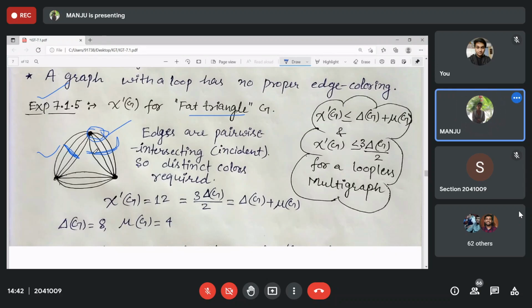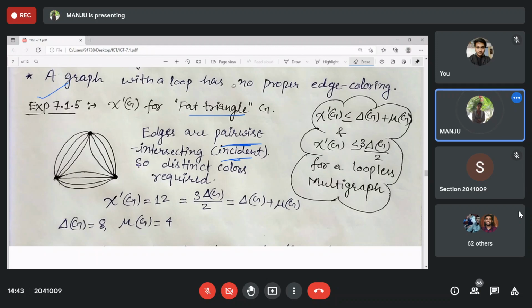Clear? And here as well. So these edges are pairwise intersecting, pairwise incident. If you take any two edges, they are intersecting, they are incident, they have some common vertex. Clear? That's why, because these are pairwise incident, pairwise having a common vertex, if you take any two edges, you need different colors. If you pick up any two edges, this one or this one, any two edges.